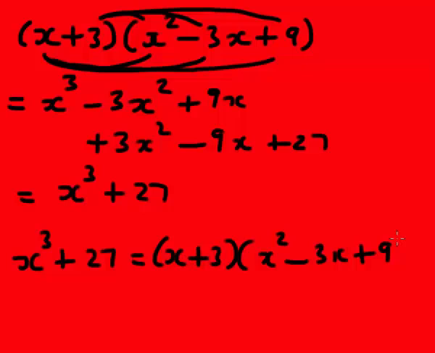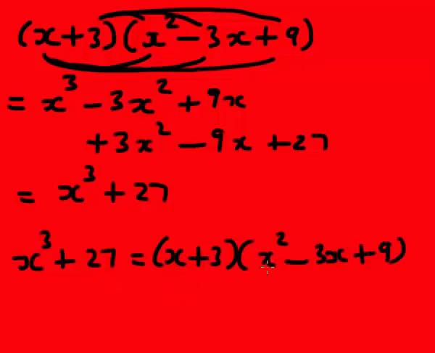Now, would you agree that x cubed plus 27 can be factorized as x plus 3 times x squared minus 3x plus 9? What is interesting here is that this is a sum of two cubes. The cube root of x cubed is x, the cube root of 27 is 3, so you can obtain this first linear factor by simply getting the cube roots of those two. Now watch the pattern.